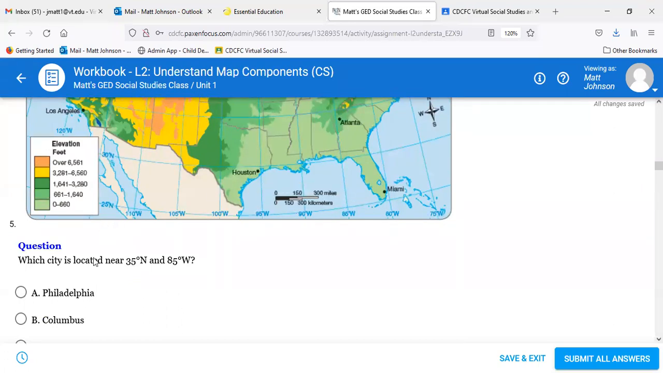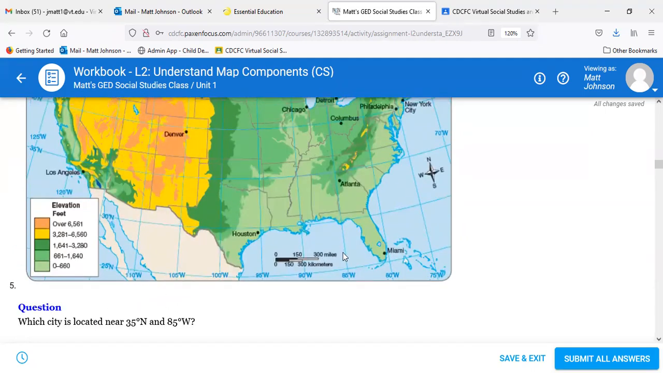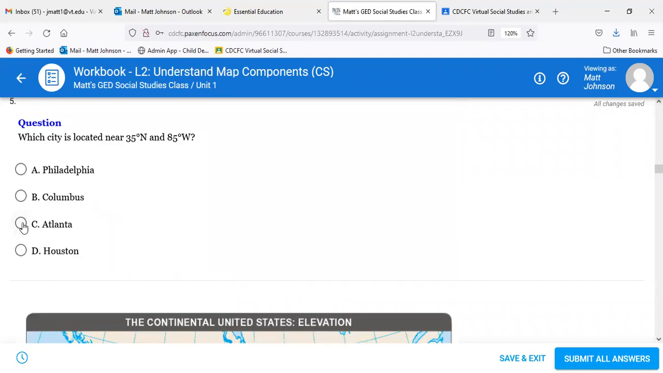Which city is located near 35 degrees north and 85 west? Atlanta. So this is what we're talking about with longitude and latitude. Every degree on the map for the United States is a northern latitude and a western longitude. So 85 degrees west runs right here. Is it Houston or Atlanta? It's Atlanta. Okay. And then 35 degrees runs here. So that is C, Atlanta.